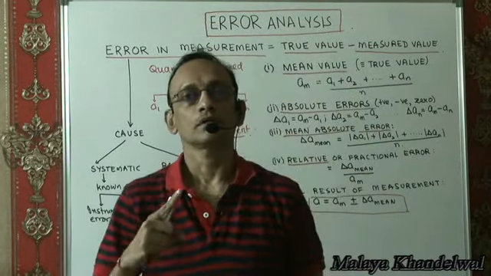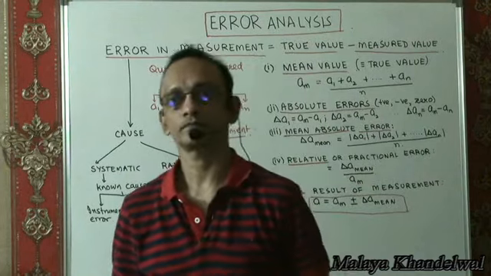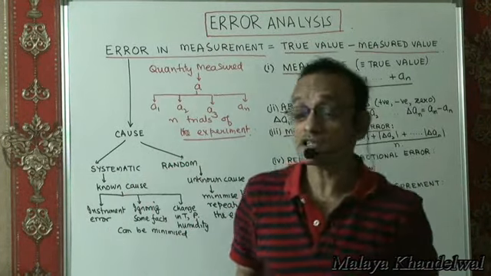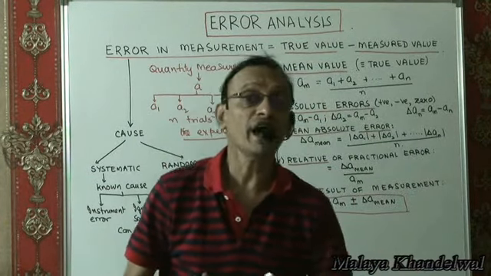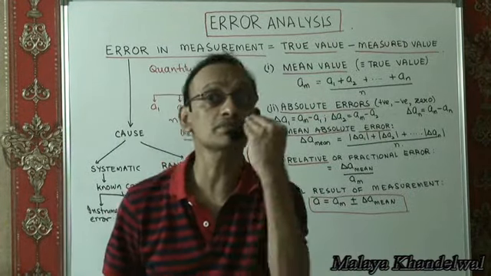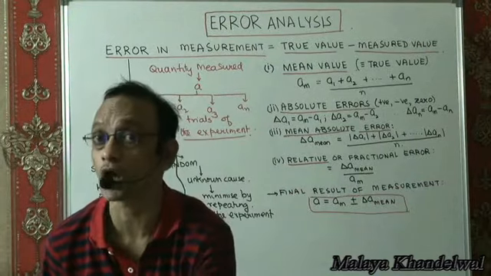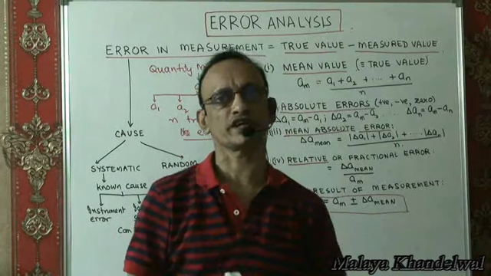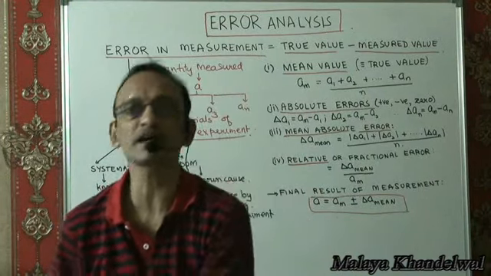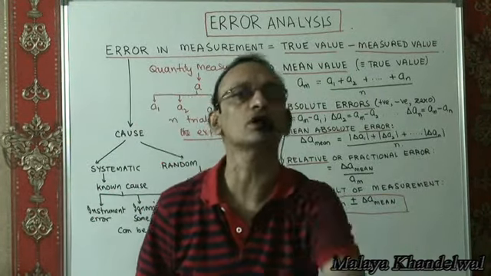One, systematic errors. Systematic errors are those where we have knowledge of the cause. And we have control over those errors. We can minimize those errors by controlling those causes.